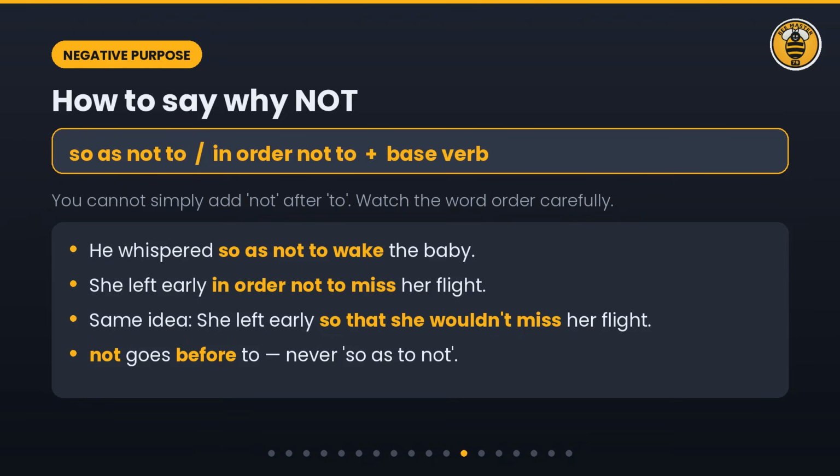And you can express exactly the same idea using so that with won't or wouldn't. She left early so that she wouldn't miss her flight. Now pay very close attention to the word order. Not comes before to: so as not to, in order not to. Never so as to not.